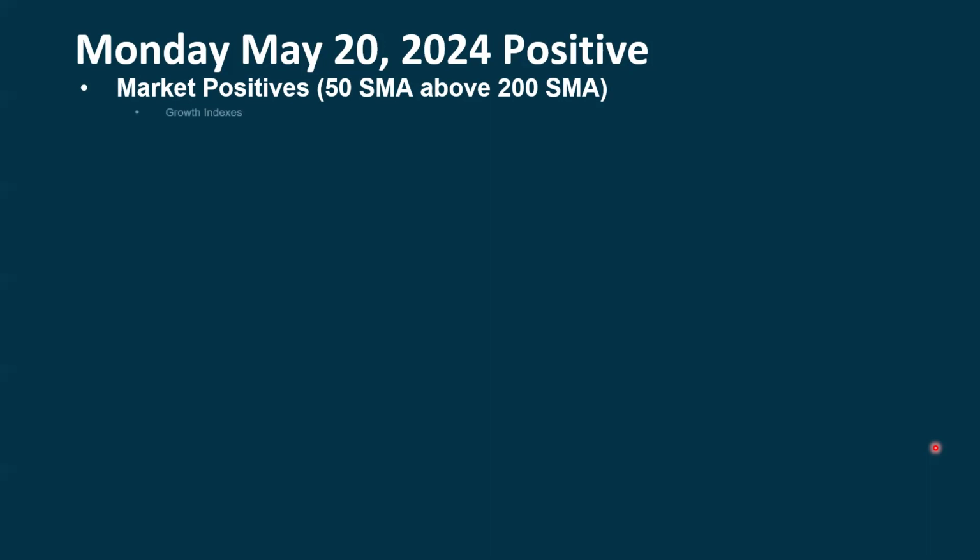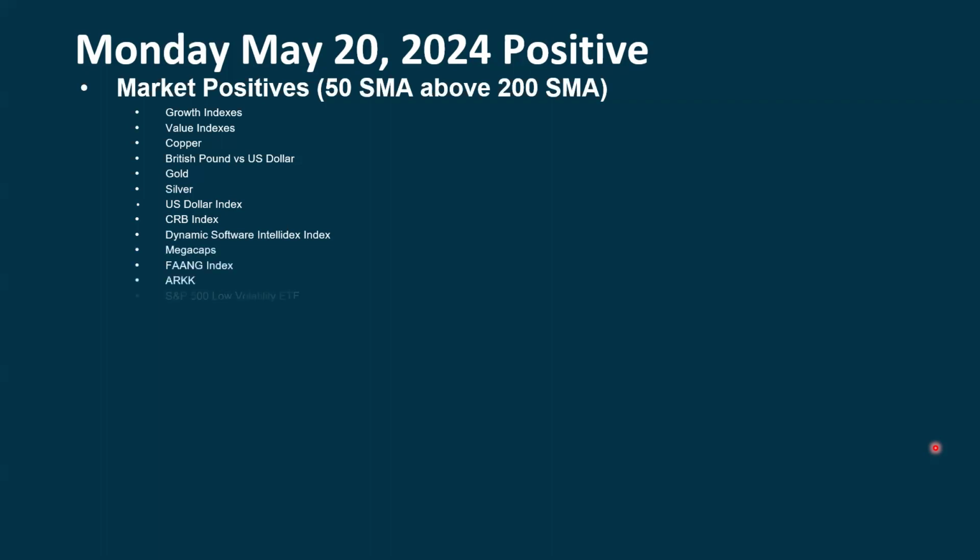And then at the very end of this, I go through and list all the positive things. My definition of positive for this video is when the 50-period simple moving average is above the 200-period simple moving average. And it's a pretty long list, so this is kind of small writing here. The growth indexes, value indexes, copper, the British pound when compared to the US dollar. Now that's kind of close right now. The gold is in an uptrend, silver, the dollar, the CRB index, the big software companies, the mega caps, the FANG index, ARK, low volatility stocks in the S&P, staples, the Dow Jones Composite Average.